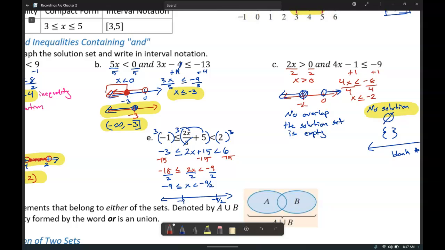Negative 9 has the or equal to, so we'll actually use a filled-in circle there. But negative 9 halves is an open circle. X is between those two values. So there's our graphical solution. Our interval notation will be from negative 9 to negative 9 halves. Because it's the or equal to on the negative 9, we have a bracket, but there's no or equal to on the negative 9 halves, so we have a parentheses. So we have our compact inequality, our graph, as well as our interval notation.